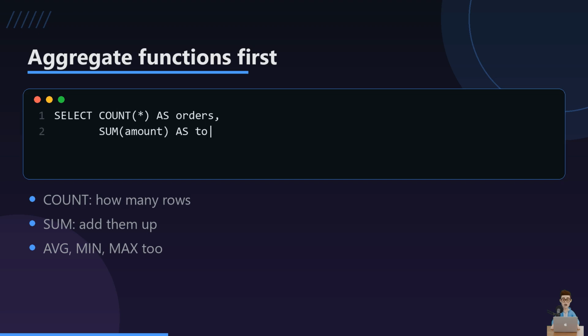Before grouping, meet the summarizers. COUNT tells you how many, SUM adds a column, and AVG gives the average. Run this and you get exactly one row back, describing the entire table. Notice there's no GROUP BY yet, so the whole table is treated as a single giant pile.